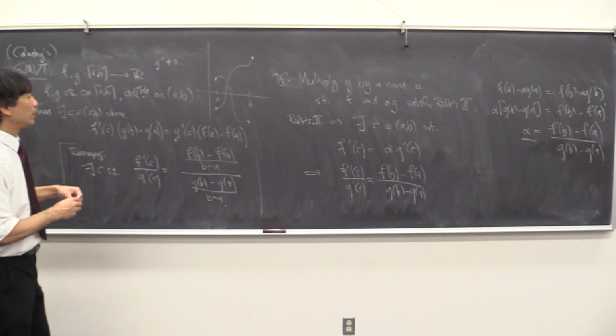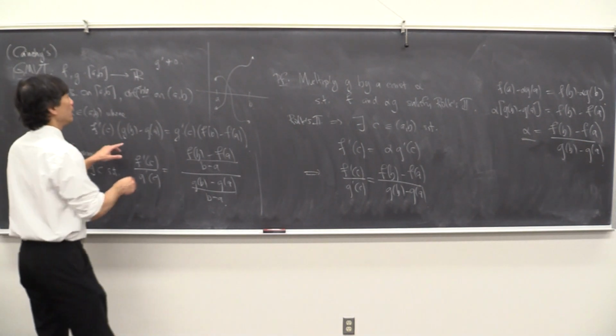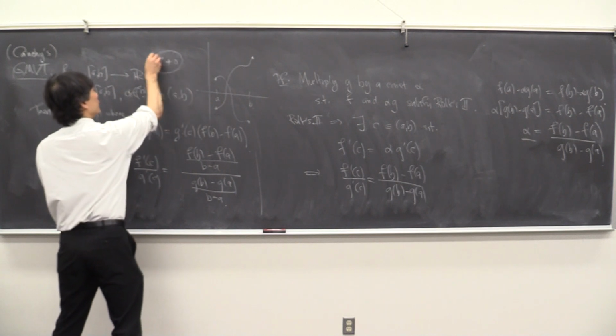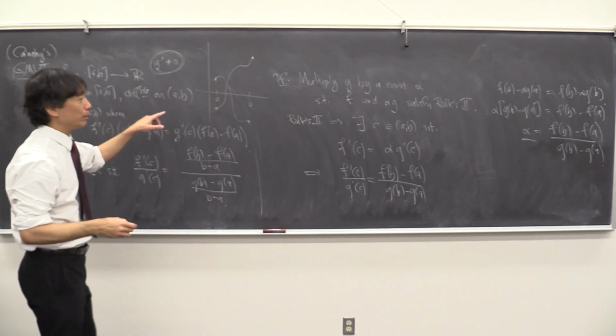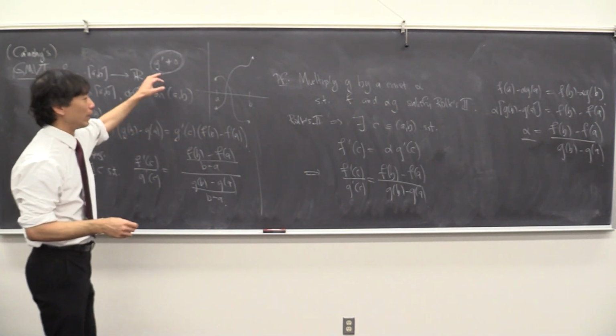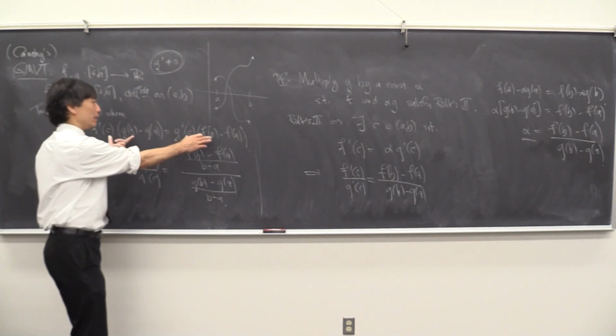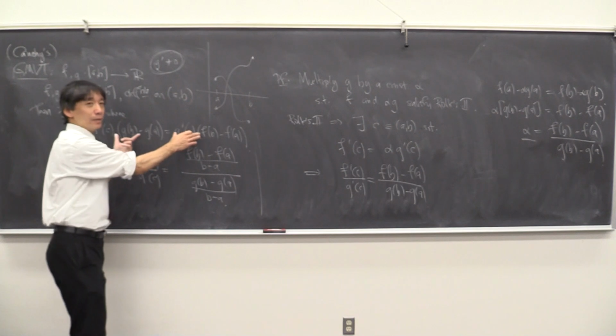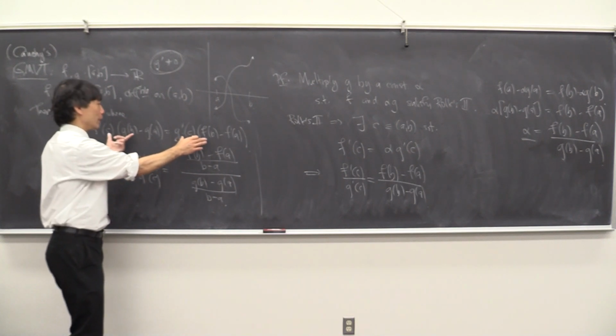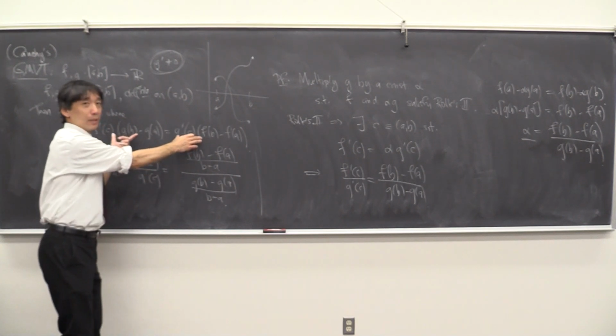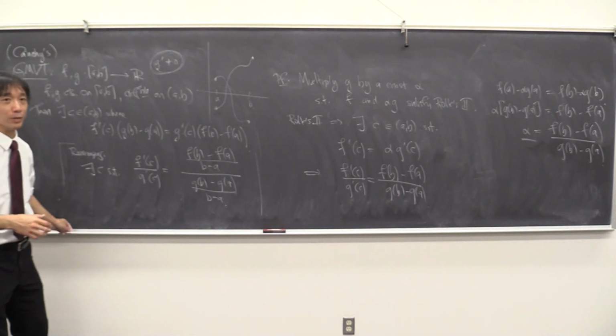I've added on this extra condition, g prime not equal to 0, so that I could divide by these things. Without it, you just have to be a little bit more careful, and you would get this. A little bit of care will allow you to get this thing. The proof is almost the same.